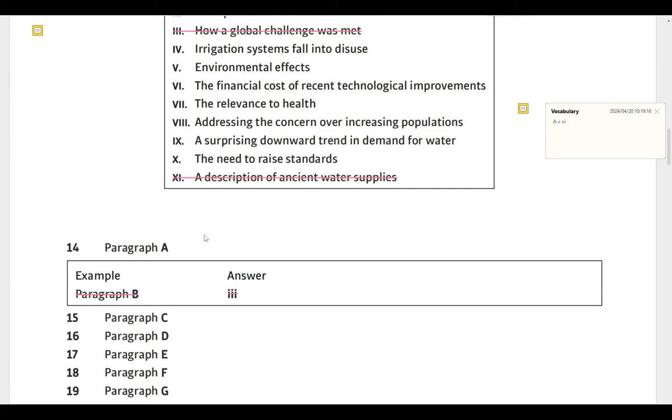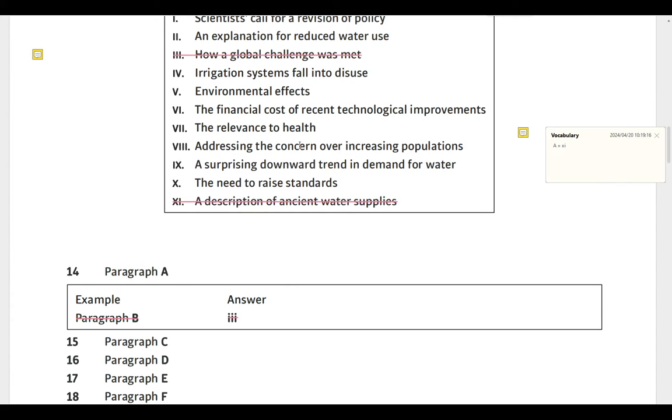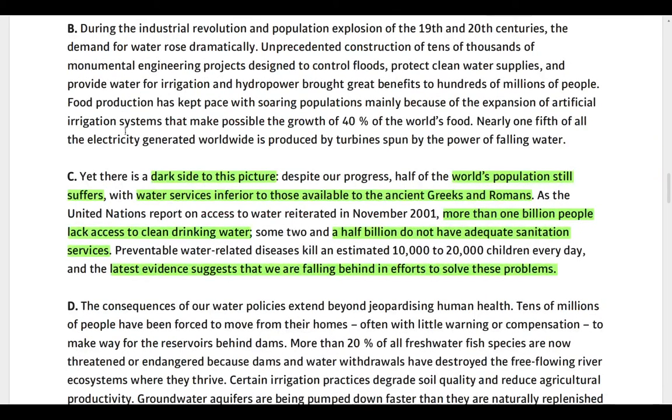So paragraph C would obviously be relevant to health, maybe. A relevance to health, however, I'm going to take that away. To explain: a relevance to health is when water-related diseases kill an estimated 10 to 20,000 children every day. Logically speaking, 10 to 20,000 children being killed basically means something related to their health. So the disease is what kills, it's not the water. The diseases within the water kill an estimated 10 to 20,000 children every day.